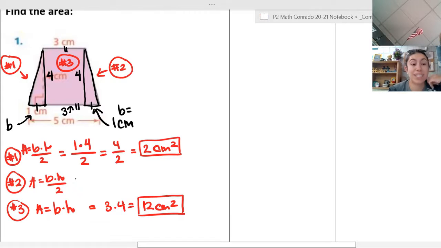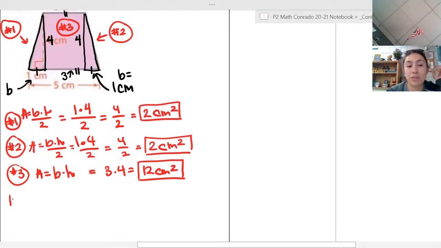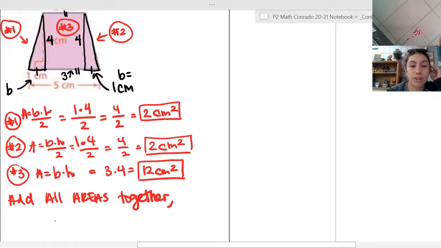Ms. Flemington is again showing her work to find the area of the second triangle. Because they're identical, it should be the exact same area as the first triangle. Now we add all of our areas together. 2 plus 2 is 4, plus 12 is 16 centimeters squared for this trapezoid.